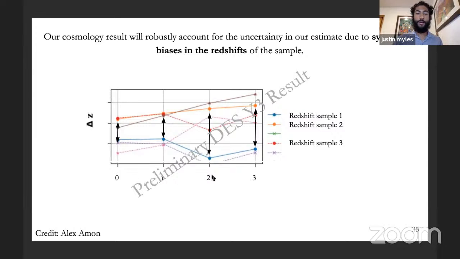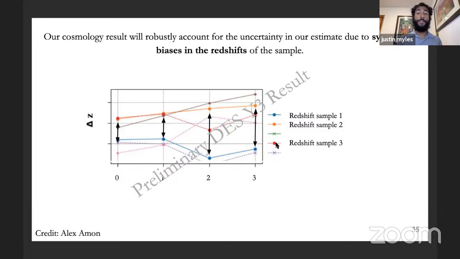On the x-axis here is which tomographic bin we're talking about. And the y-axis is how much the mean redshift in that tomographic bin changes when you're using a particular redshift sample. I've hidden the axes until the DES Y3 results are public, but I just want to focus on 3 lines here, the blue, orange, and red, which represent 3 different redshift samples. Importantly, we're doing this analysis using all of the redshift samples that are available to us and which we think are valid.